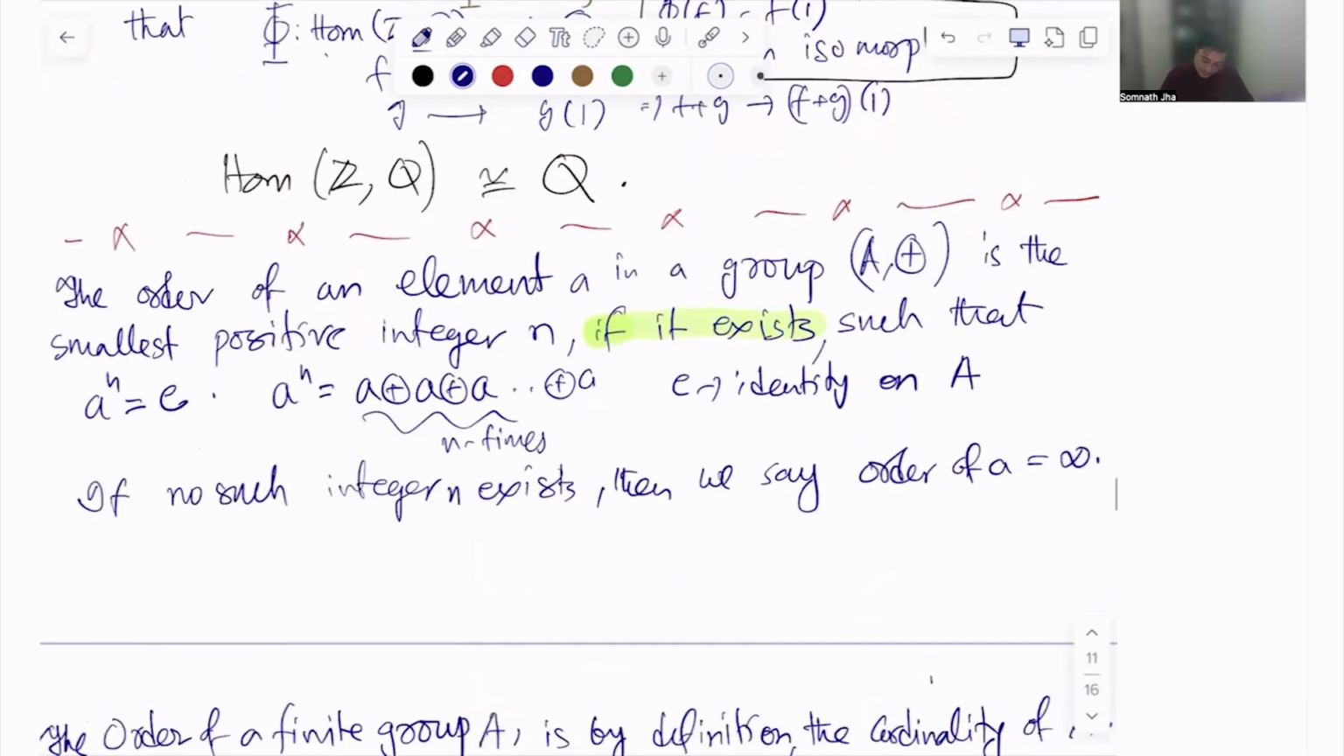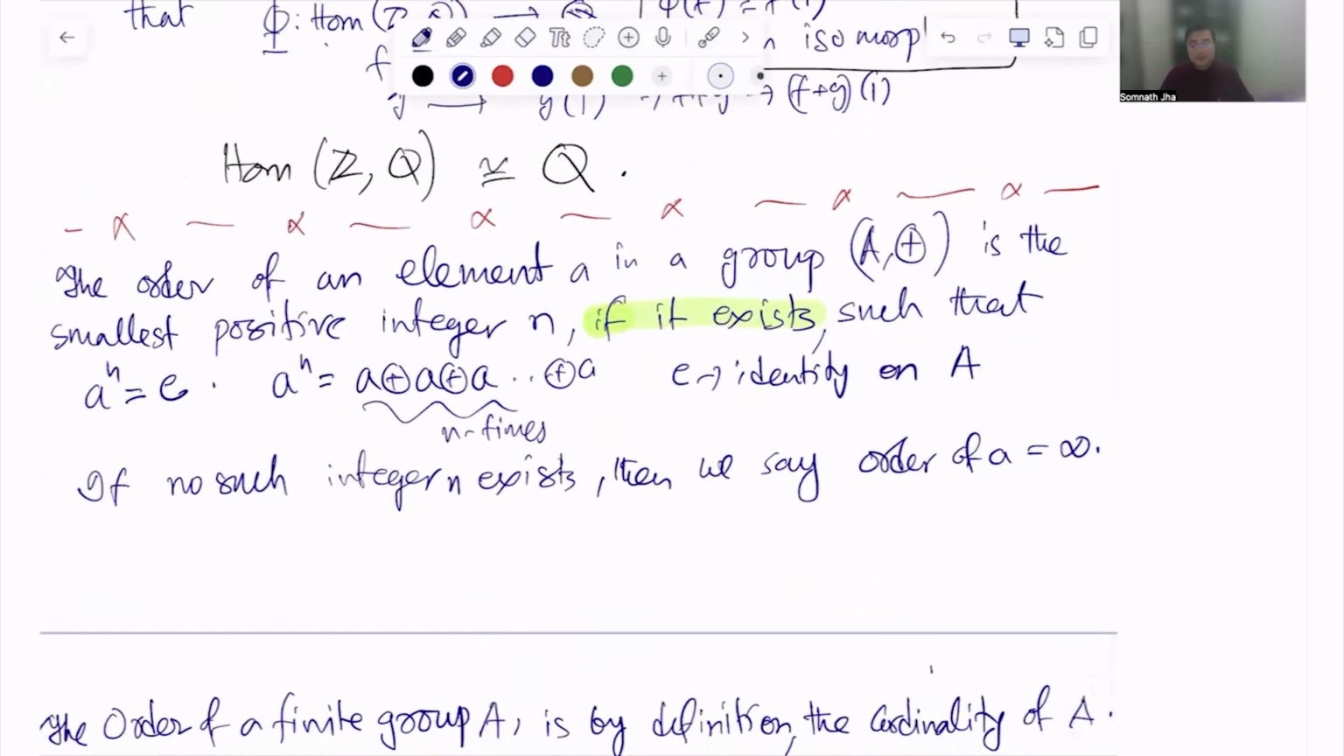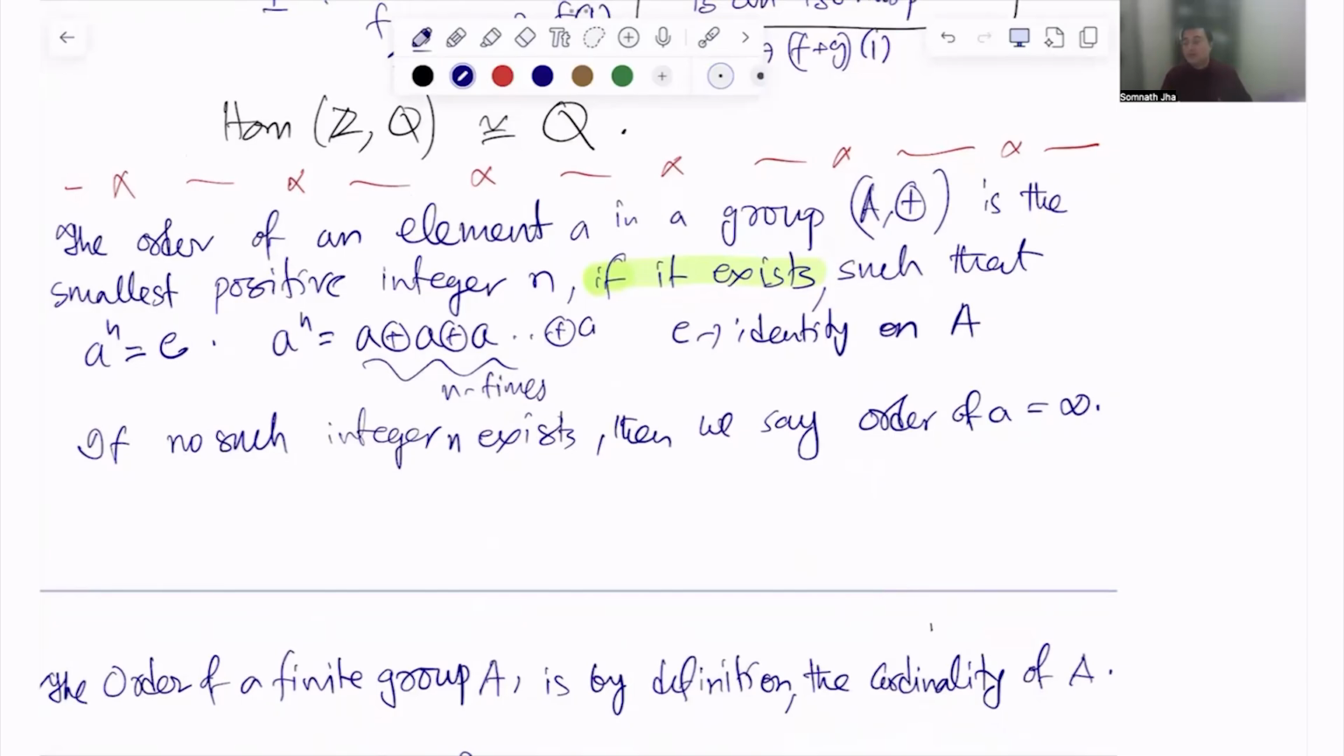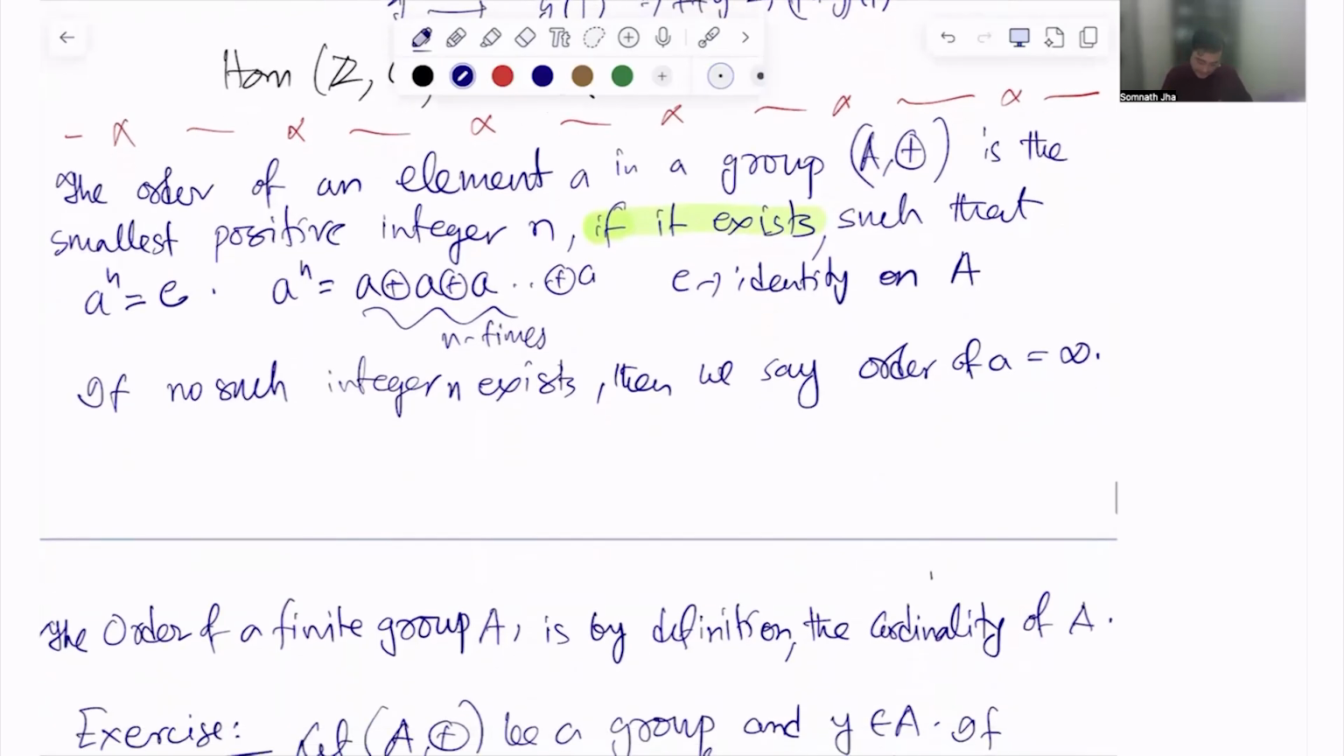On the other hand, there is a related terminology. If a group is finite, then the order of a group by definition is the cardinality of the set A, the number of elements in the set A. So these two concepts should not be confused. The order of an element in the group is the smallest positive integer n so that if I compose A n times in the group operation, I get the identity element of the group. Of course, we'll see examples. On the other hand, the order of a group is by definition the cardinality of the group.